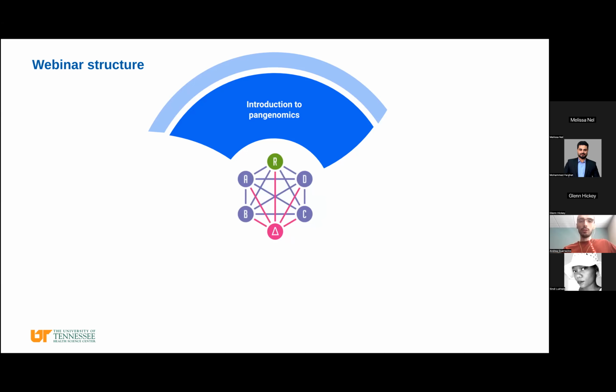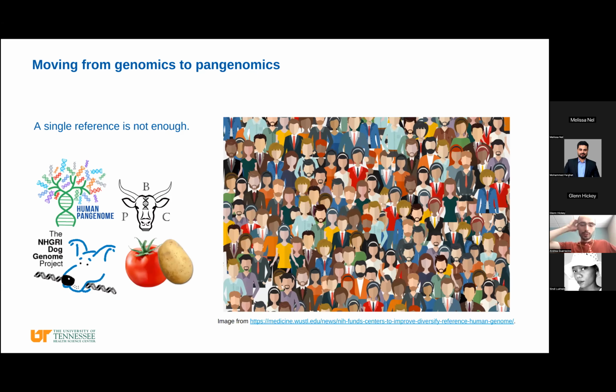So about pangenomics, you heard this several times now. A single reference is not enough to fully represent the genetic diversity of any population, so we need more and more genomes. And now we are in the era where we can build high quality de novo assemblies much more easily than before. That's why the field is moving from genomics to pangenomics, from a genome to a pangenome.